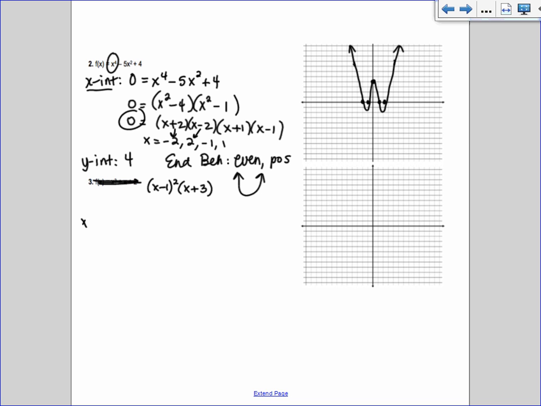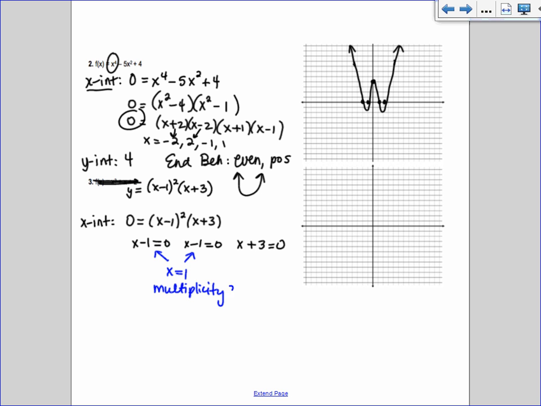All right, so if I want to find the x-intercepts, luckily this one's already factored for us, right? So I plug in 0 for the y, and I set each piece equal to 0, so x minus 1 is equal to 0, x minus 1 is equal to 0, x plus 3 is equal to 0. Do you guys see how this is going to be the same solution? So you get x equals 1 twice. So it has multiplicity 2.